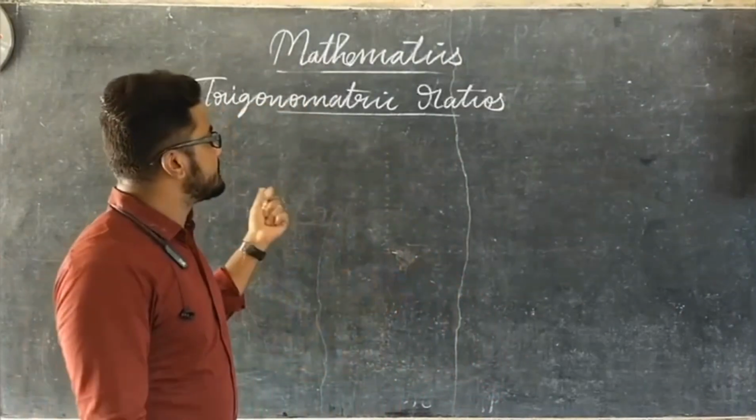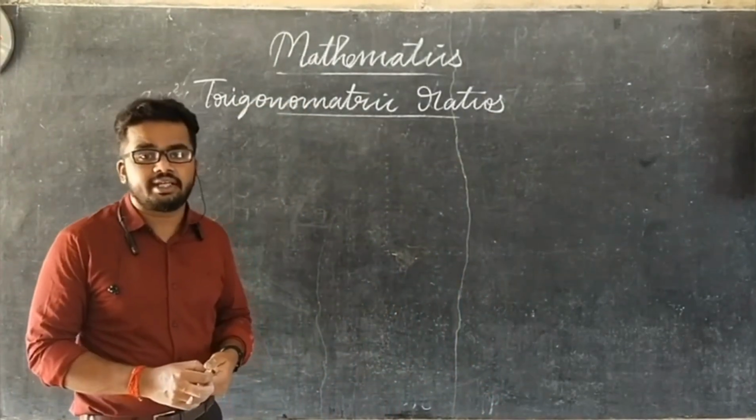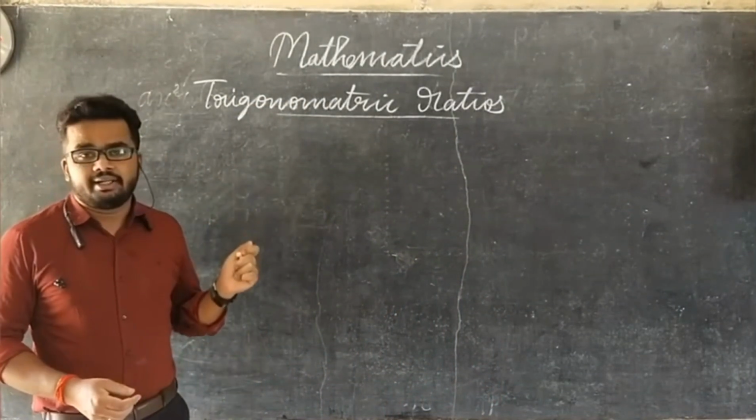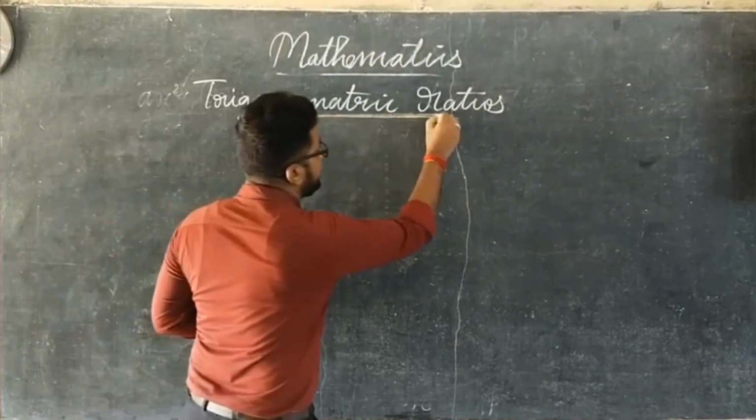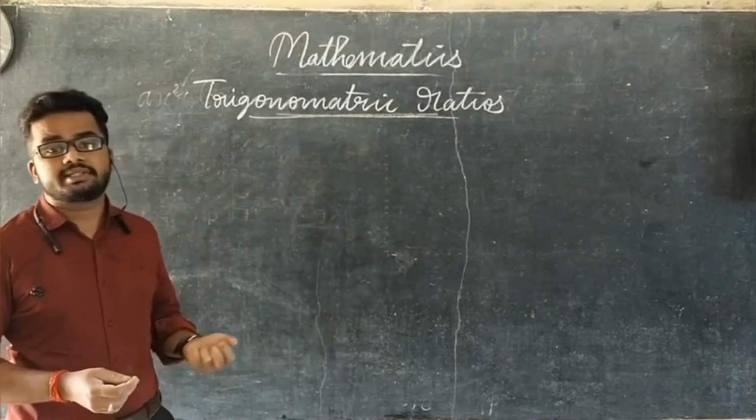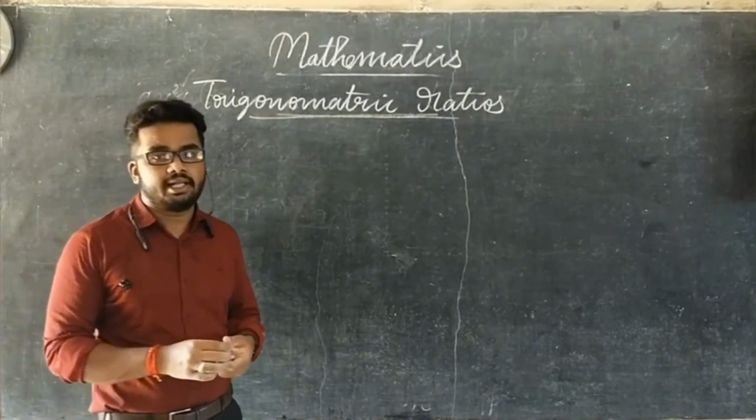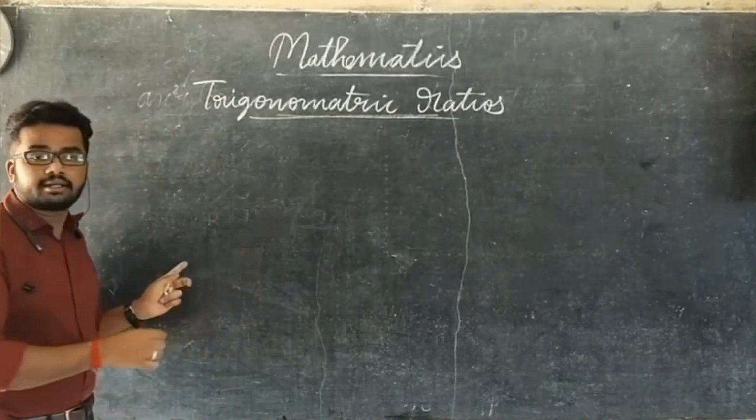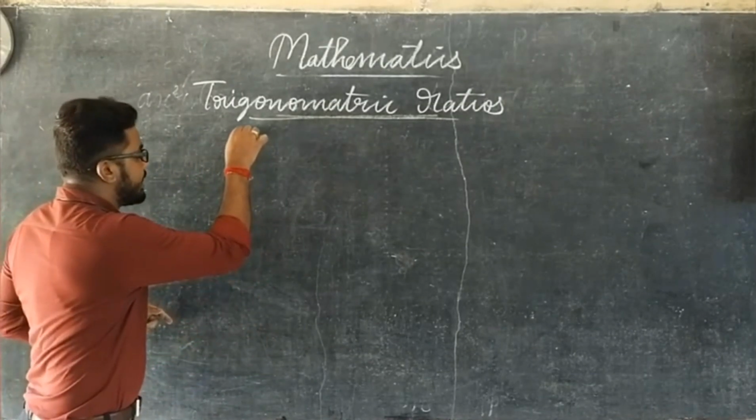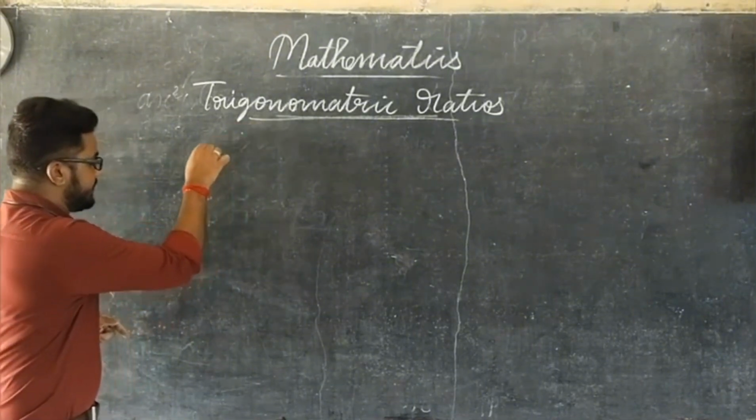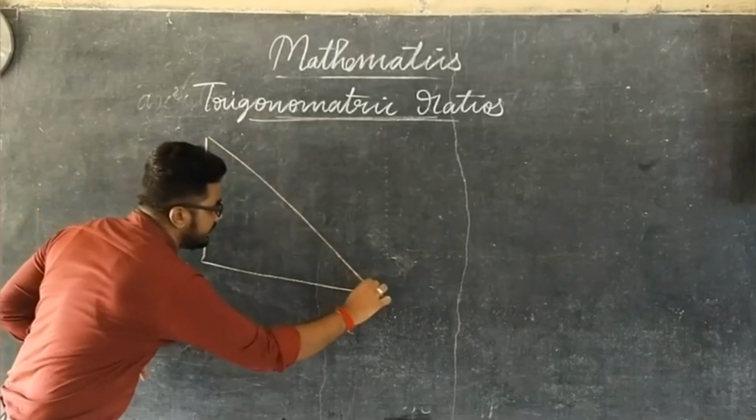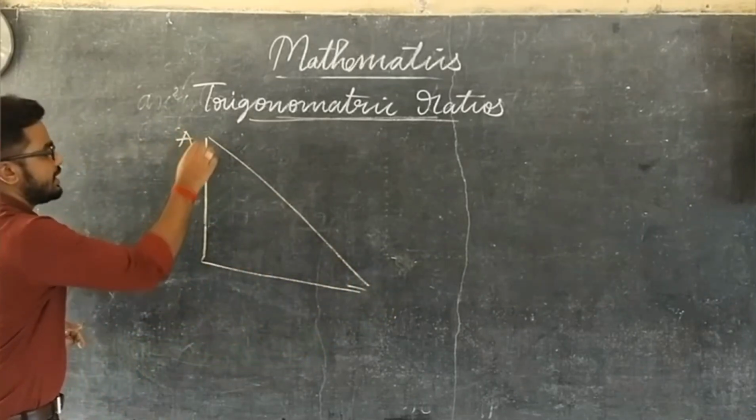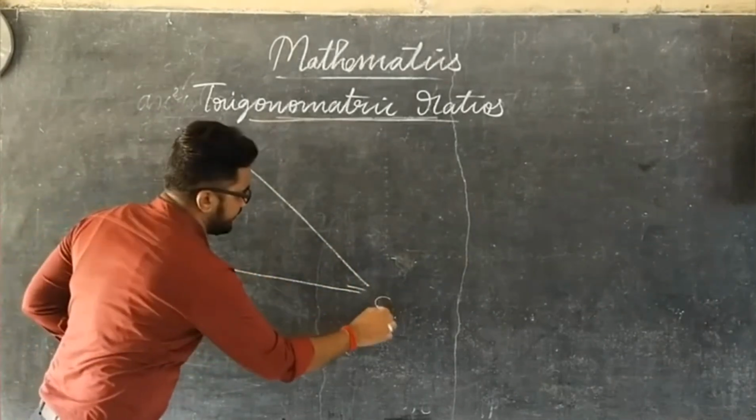See, in the previous class we gave an introduction to trigonometry. In this class, we shall discuss what trigonometric ratios are. To understand this, we need the help of a right angle triangle. Let me consider a right angle triangle ABC. ABC is a right angle triangle.